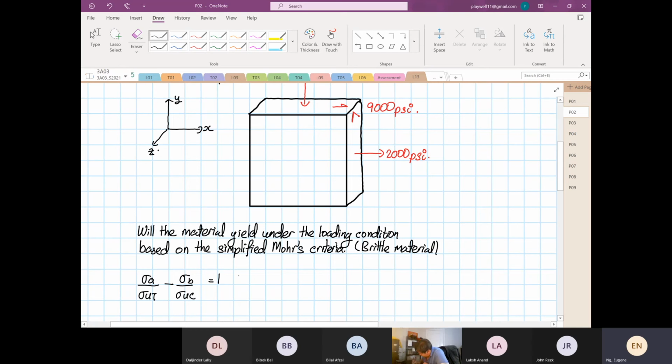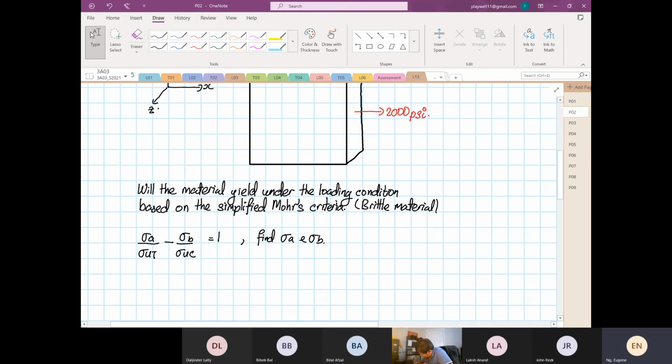We have to find stress A and stress B. You have to construct a 3D Mohr circle. Why? I'll write it out. You have to construct a 3D Mohr circle to find stress max and stress min. So to find stress max and stress min, okay?